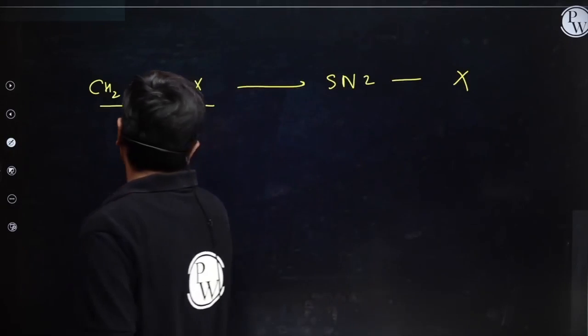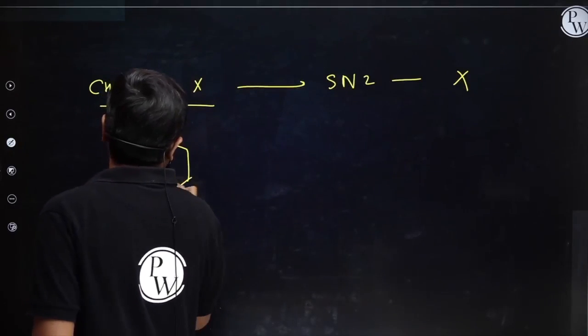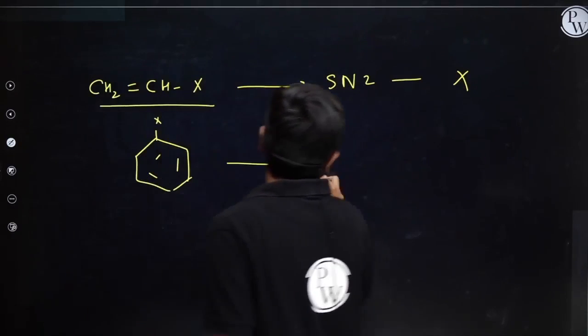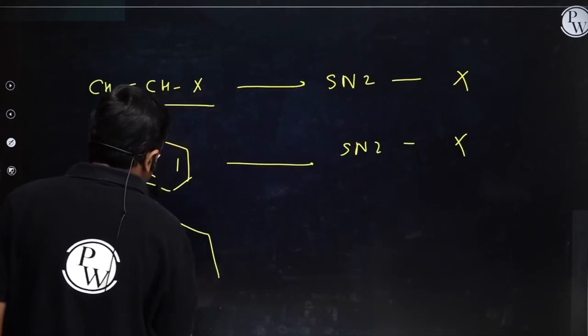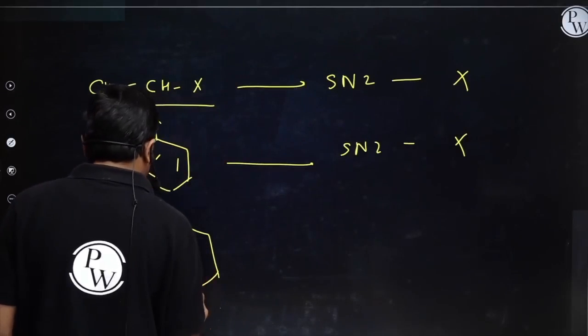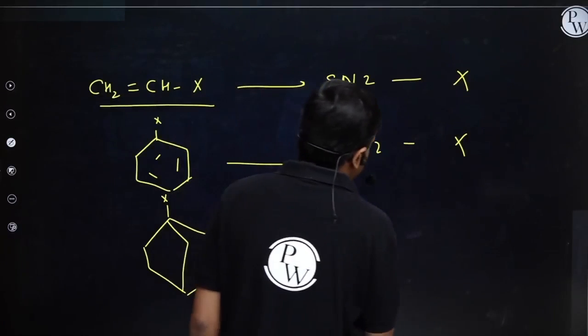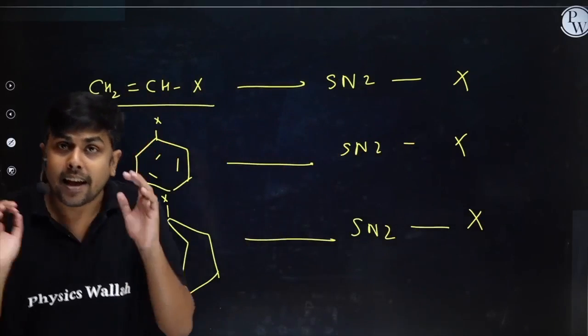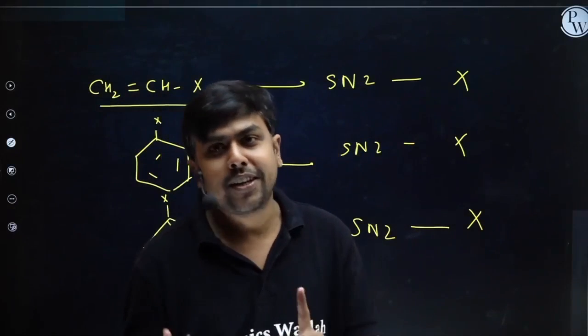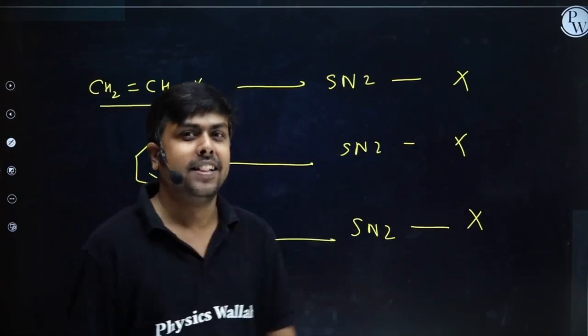In case of aryl halide, SN2 does not occur. In case of bridgehead carbon, because of steric crowding, SN2 does not occur. Just like SN1, in these three alkyl halides, SN2 reaction also does not occur. Am I clear? Let's move ahead.